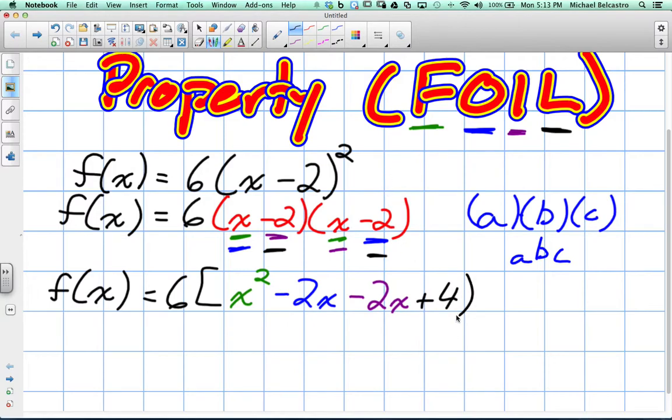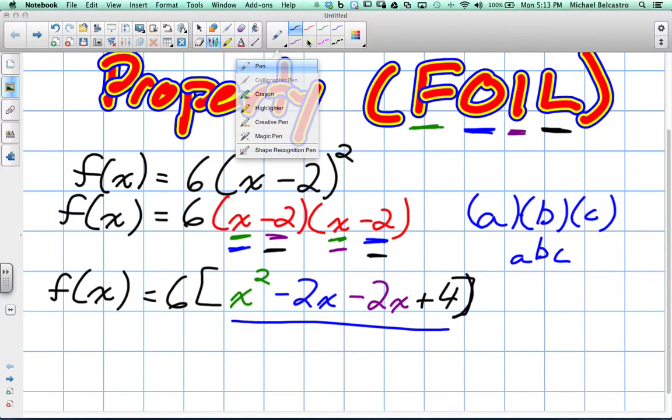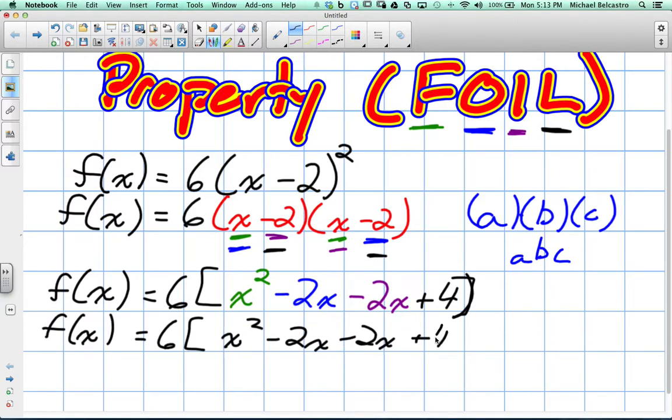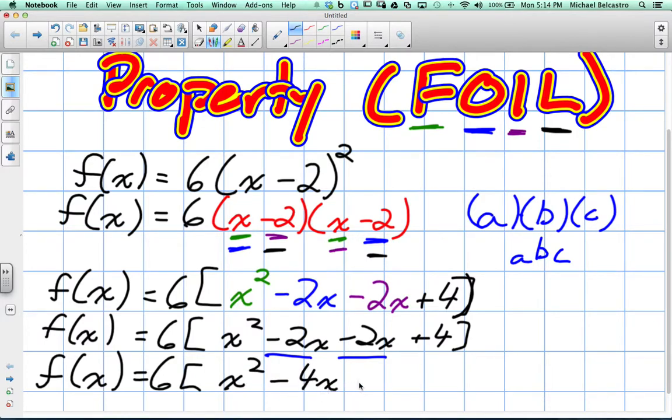So there we go. We've done all of the terms within those two brackets. Now what I want to do is simplify this. I've got to look for like terms. I'm going to write it all in black because it might look confusing with different colors. So I have f of x is equal to 6 times x squared minus 2x minus 2x plus 4. Do you see any like terms? The negative 2x and the negative 2x. When I combine those, negative 2 minus 2 will be negative 4. So x squared minus 4x plus 4.